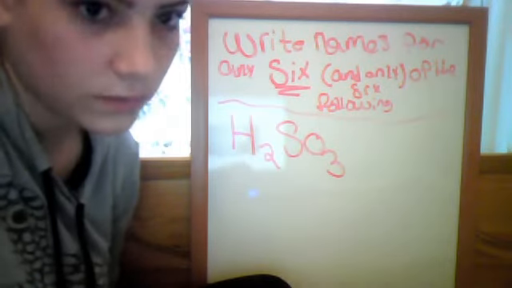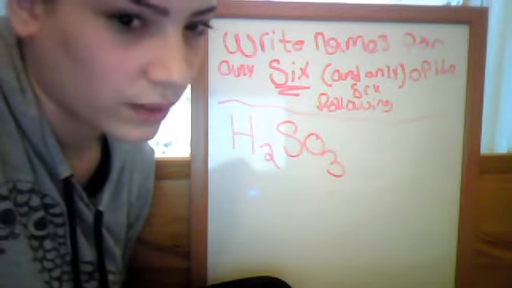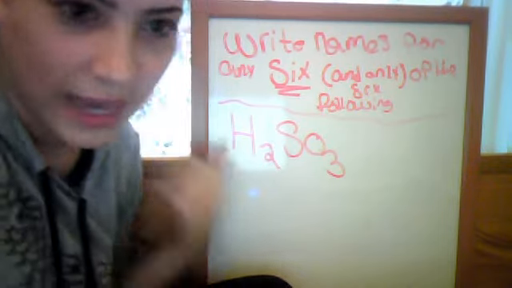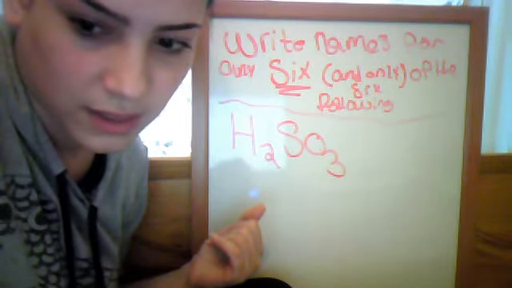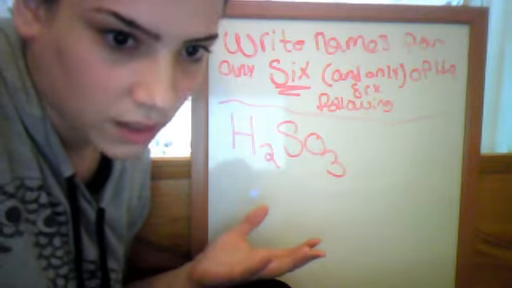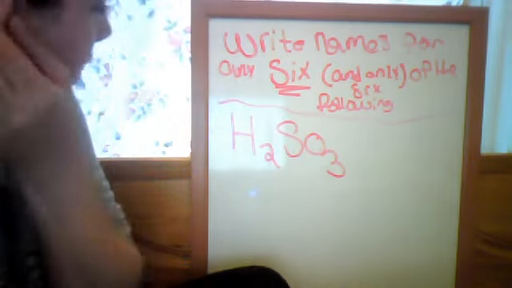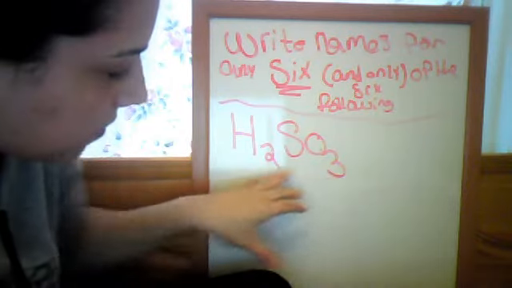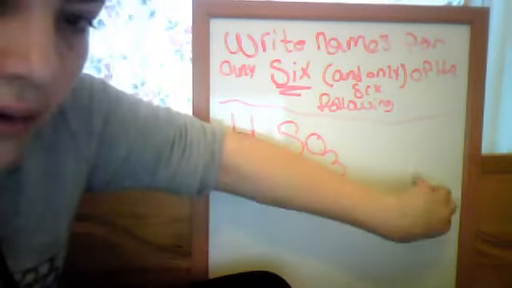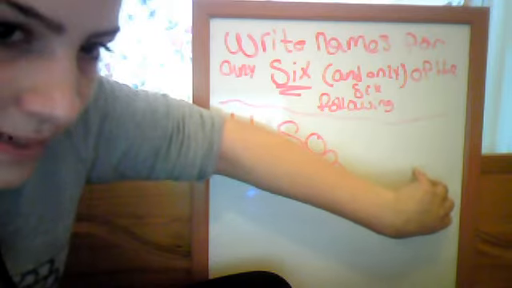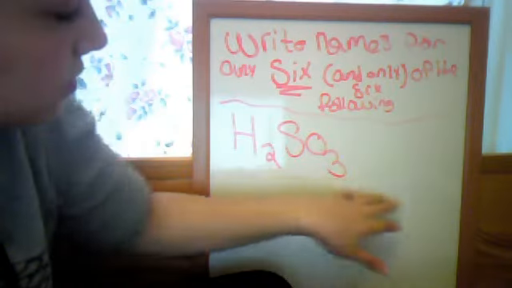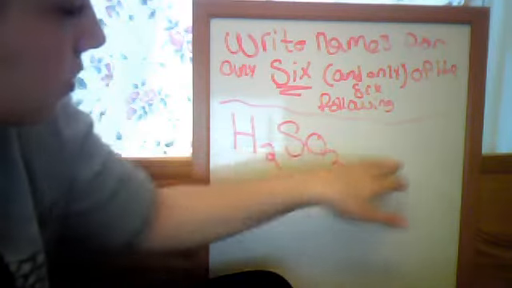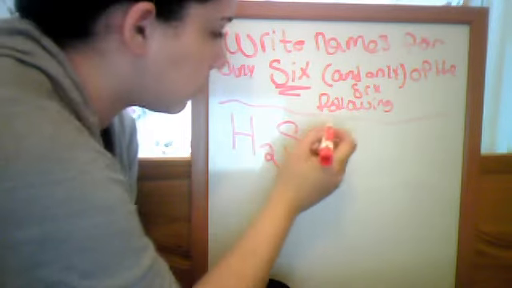H2SO3. H2SO3. What do you see? We see H. So what does it mean? It's acidic. So it's gonna be the name of this, and the name after it is going to be acid. So what's this right here? We have to know what this is.